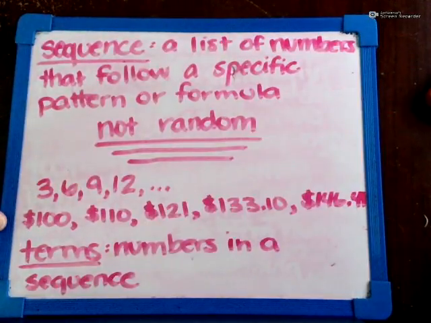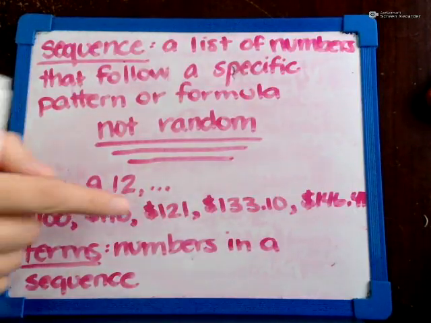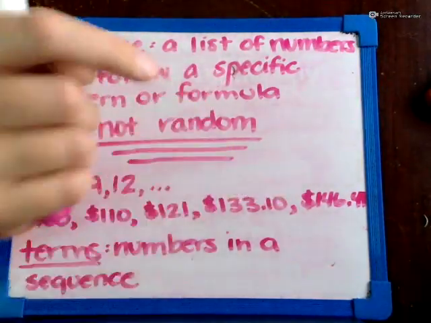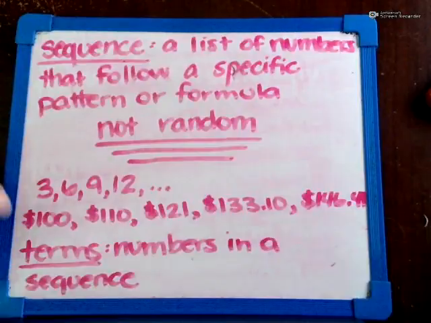If you have a bank account that's accruing 10% annually, you'll start with $100. The next year you'll have $110, then $121, then $133.10, then $146.41.